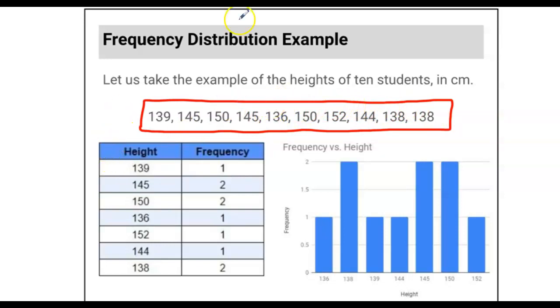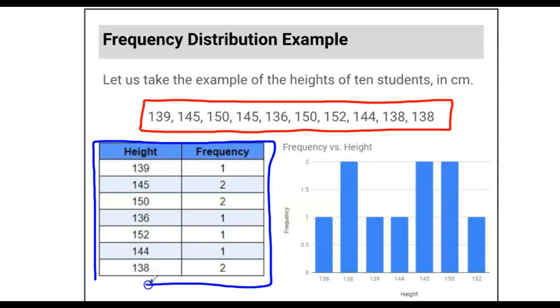Then we organize that information into a table. This is called a frequency table, also known as a frequency distribution. This tells us how often these things come up. For example, how many 139s are there in the class? There's one of them. How many 145s are there in the class? There's two of them, right? There's one 145 here, and there's another 145 right here. So it just tells you how frequently the value comes up, right?